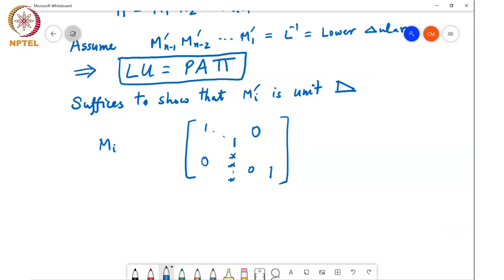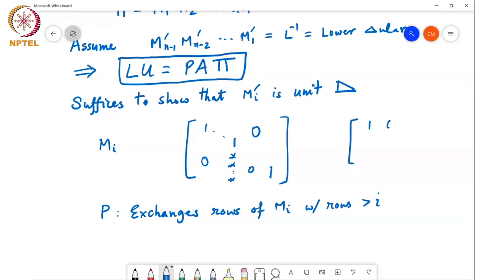Let me write it in a different way. So the P matrix exchanges rows of MI with, okay, I think I understood. The point is that MI dash is, okay, my example was okay, what I was doing was not correct. So maybe, okay, we'll come back to that. With rows greater than I, and so basically let me put it like this.